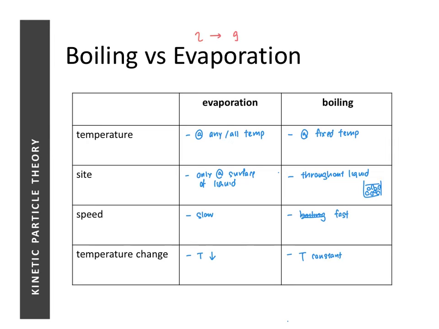The important thing here is to remember that for boiling, we are supplying heat constantly. So that is why the temperature, instead of dropping, remains constant, because we are supplying heat continuously. So there's no contradiction here, just that for evaporation we are not constantly supplying heat, but for boiling we are constantly supplying heat.